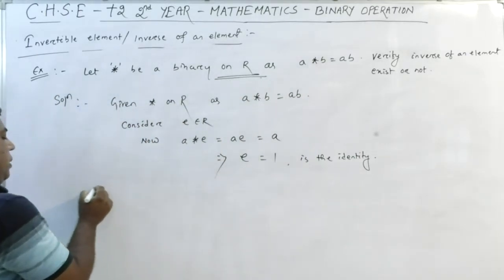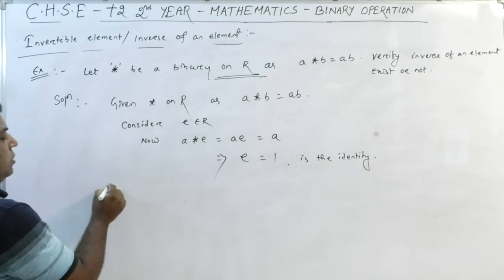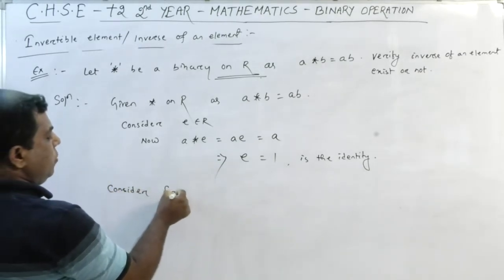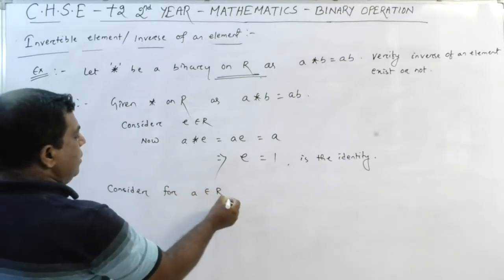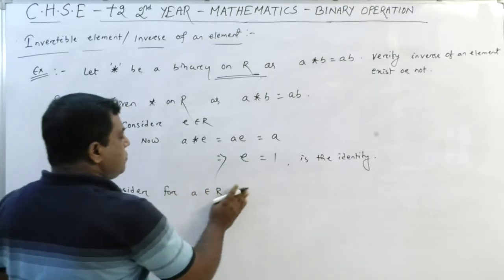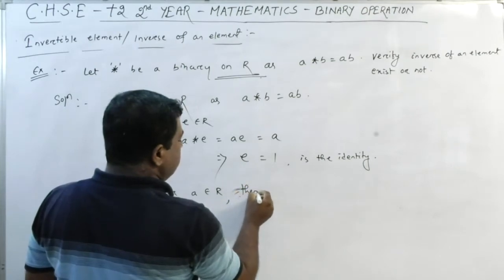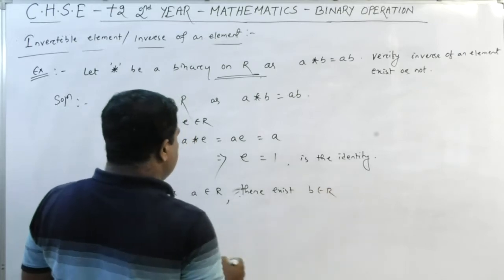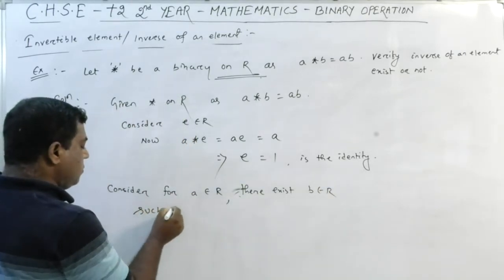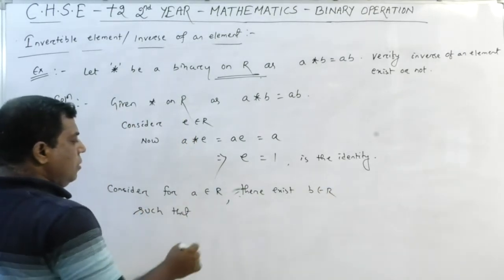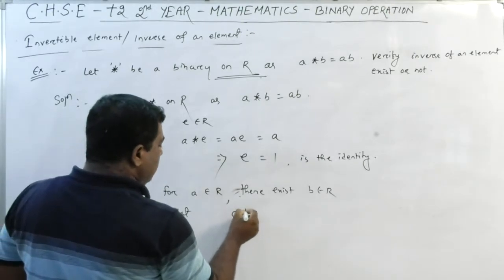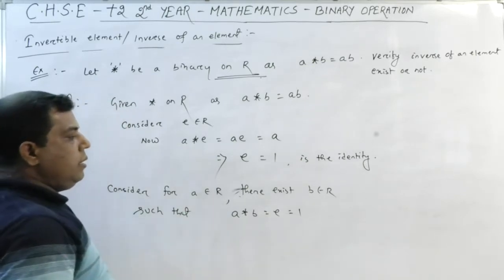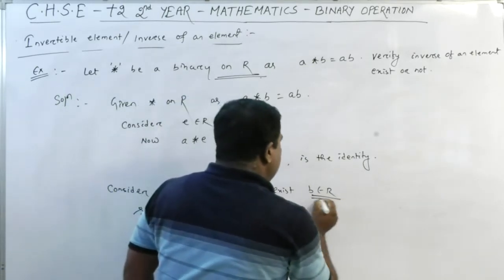For existence of inverse, we now consider: for A belongs to R, there exists B belongs to R such that A star B equal to E. Now E is equal to 1. So here B is called the inverse.